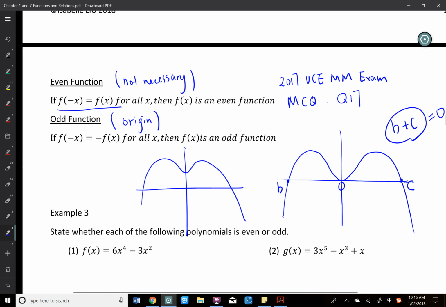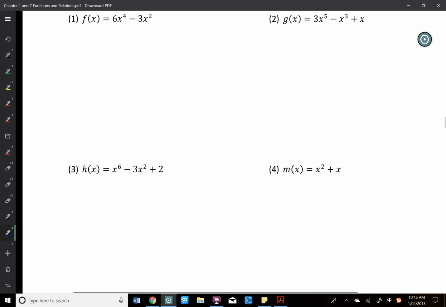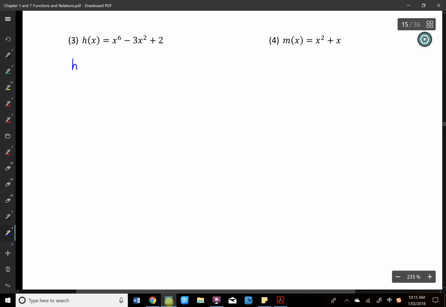Okay, they will write f negative x equals fx. You can't start with your conclusion. This is a conclusion. You won't say my conclusion is that it must be an even function. You need to prove that. So what you need to start with is you want to see whether they are equal or not.